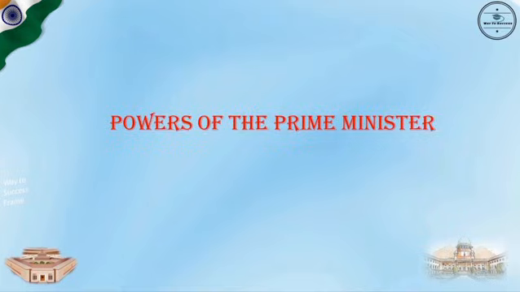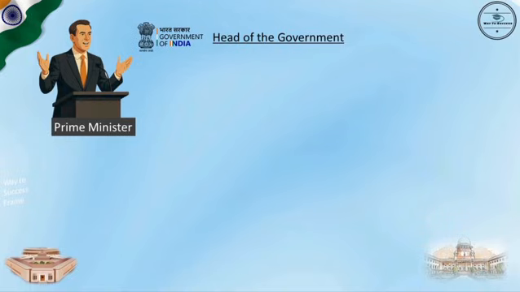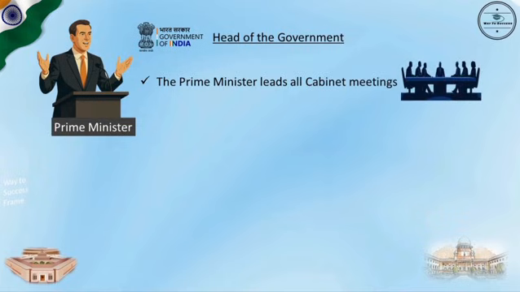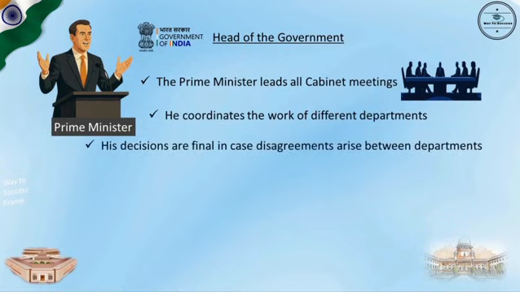Powers of the Prime Minister. As the head of the government, the Prime Minister has many powers. The Prime Minister leads all cabinet meetings. He coordinates the work of different departments. His decisions are final in case disagreements arise between departments.